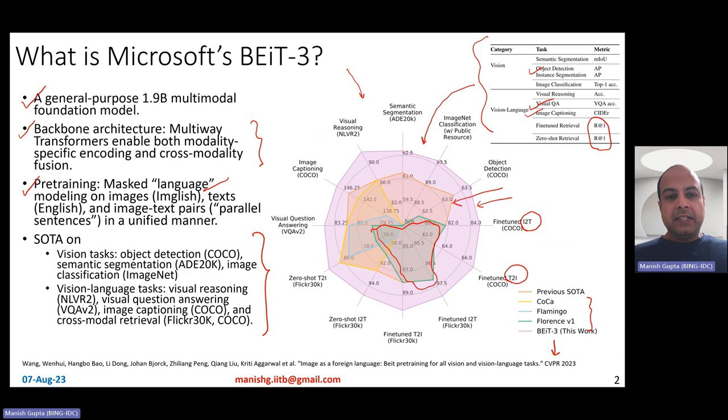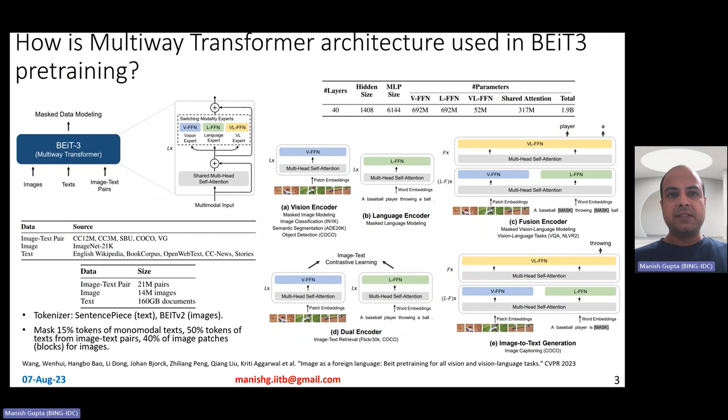Now let's get into details and understand how this model has been pre-trained. In other words, the question is, how does the multiway transformer architecture look, and how is it used for BEiT-3 pre-training? This slide is pretty busy, but let's look at it part by part.